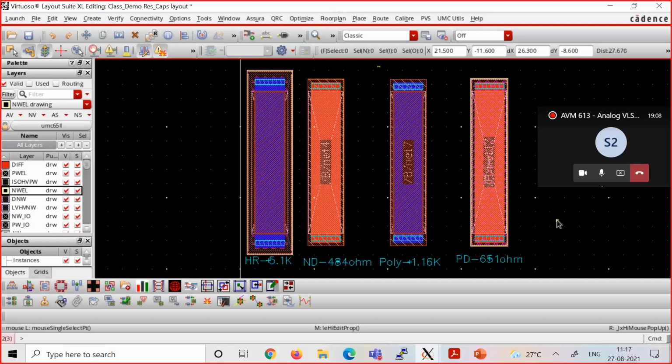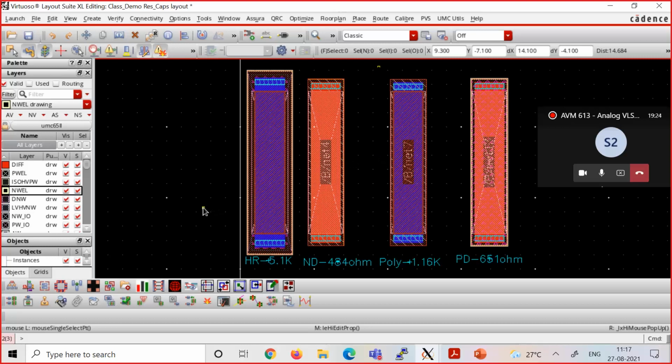And if you want very low values, like let's say 1 ohm, 2 ohm, 0.5 ohm, that kind of resistance, you use the metal resistors. That is, you take the existing metal layers that are there and you just use them as resistors. So this is how you cover the whole range of resistances that you need.